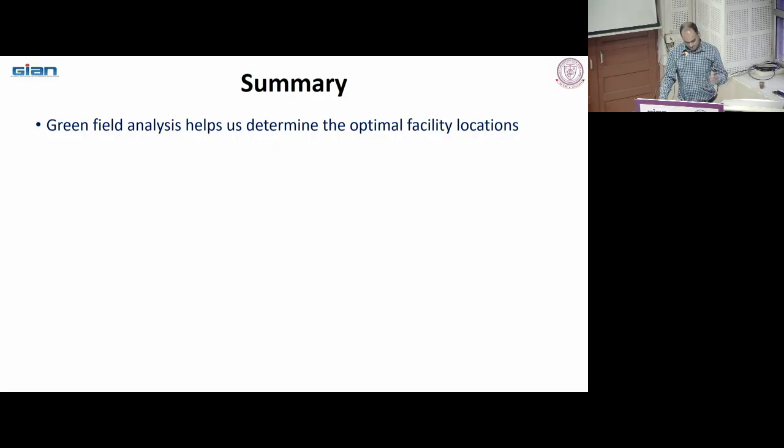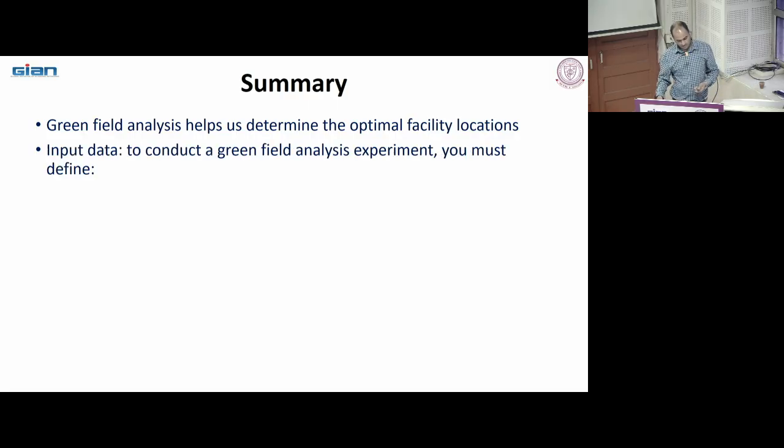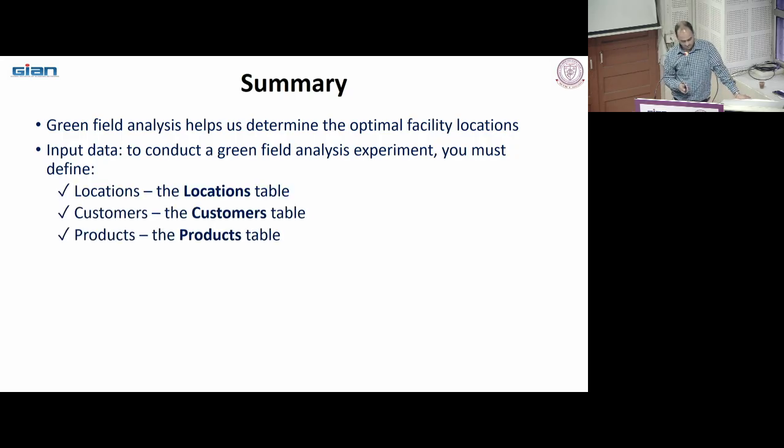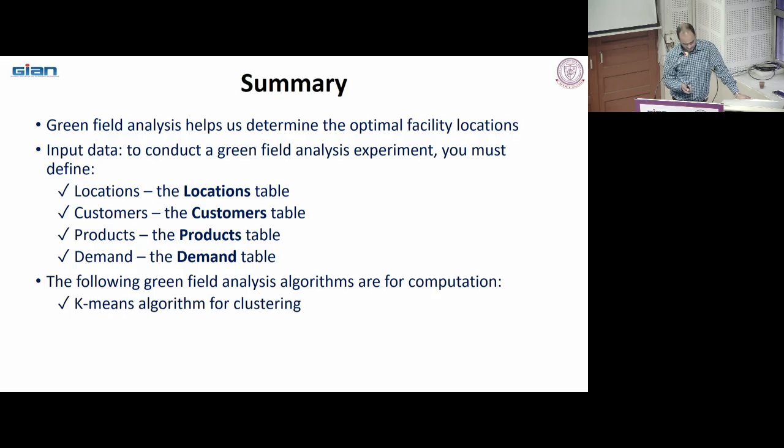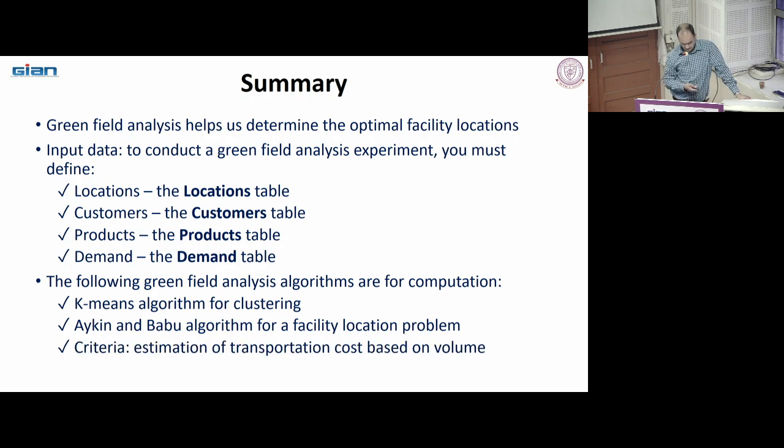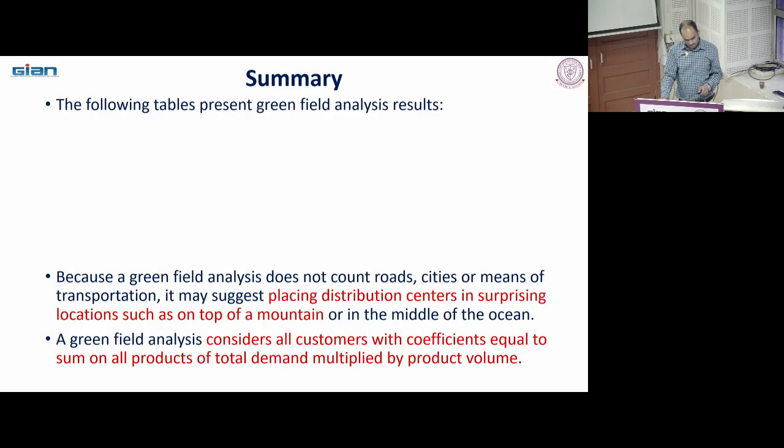Summary: Greenfield analysis helped us to determine the optimal facility locations. Input data to conduct a greenfield analysis experiment: we already talked about this one, the locations table, customers, products, demand. And what kind of algorithms does it use? Greenfield analysis, the K-means algorithm, and then estimation of transportation cost. Greenfield analysis focuses on the transportation cost basically.